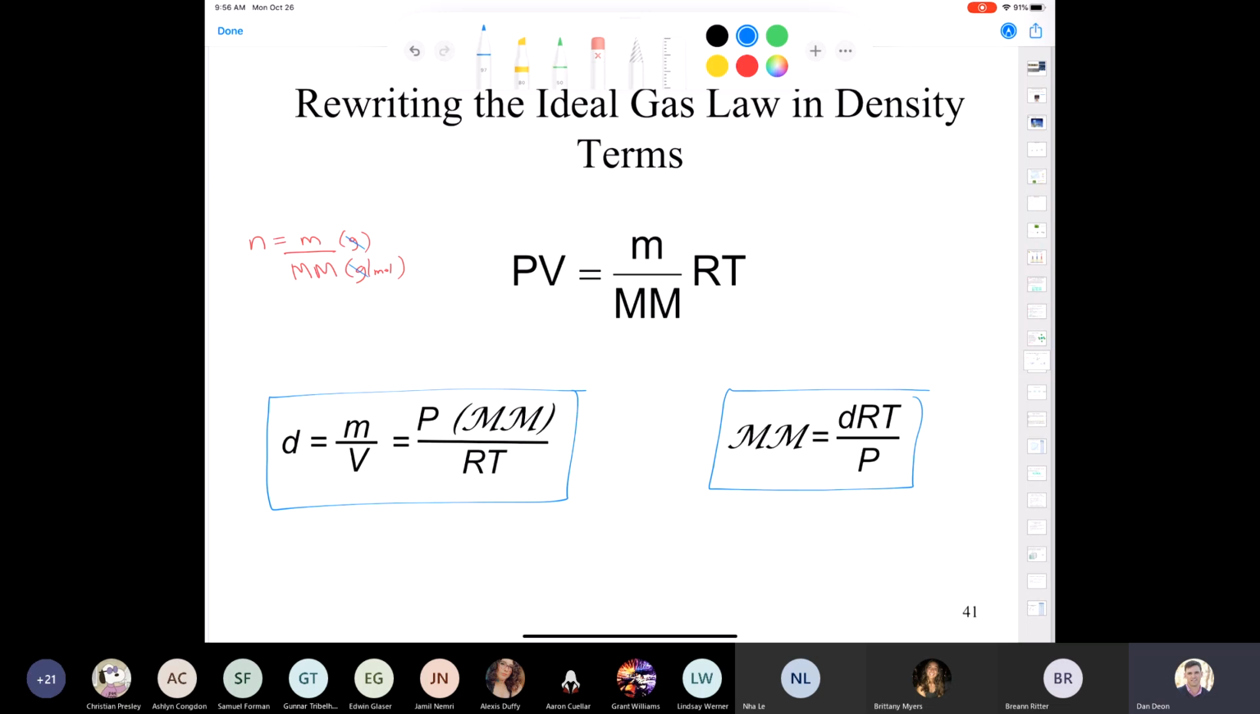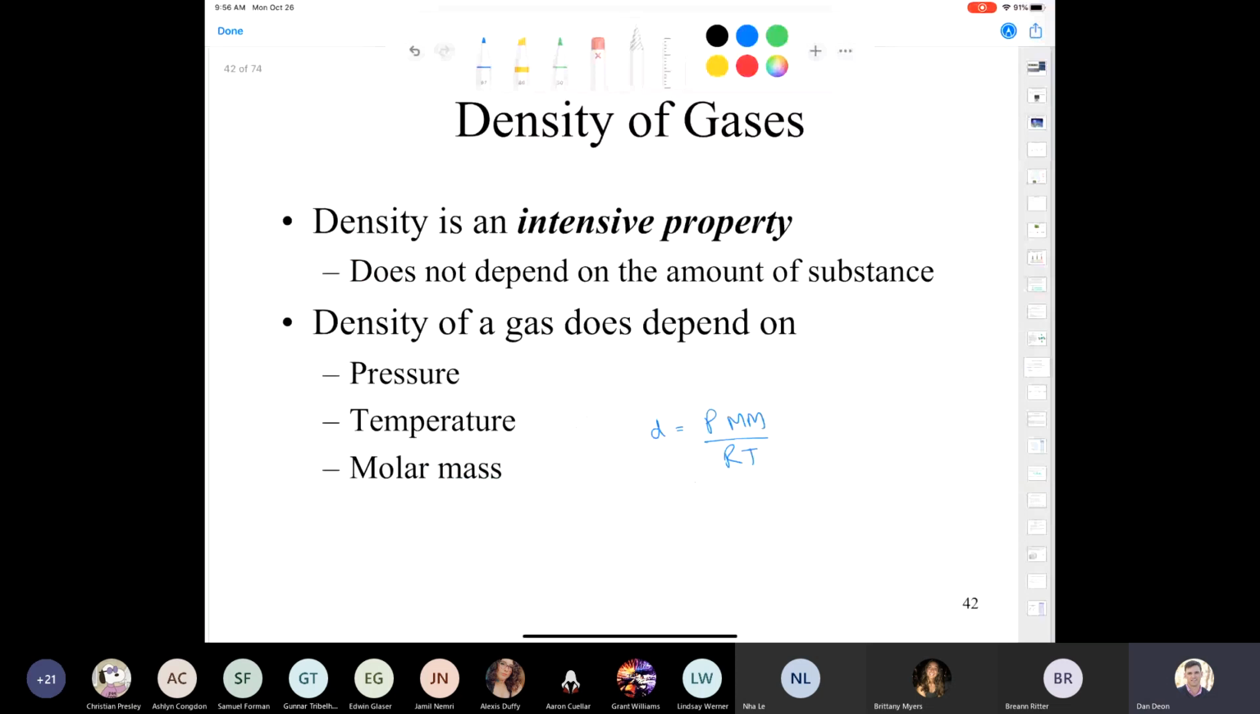Absolutely, we could. Well, I want to take this equation, d is equal to pressure times molar mass divided by RT. I'm going to copy this equation, and I'm going to take it with us to the next slide. Okay. And I'm going to paste it here. This equation, I want you to keep this in mind.